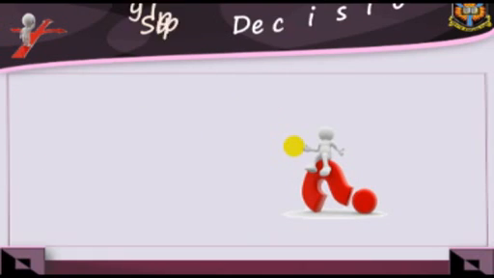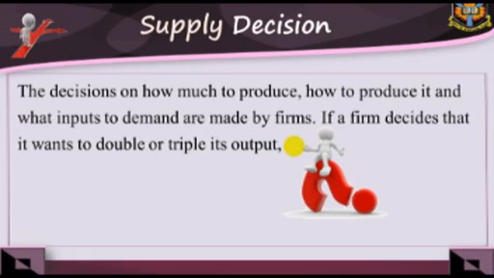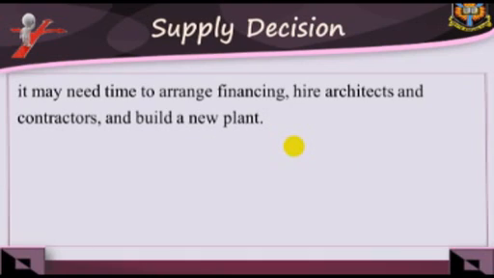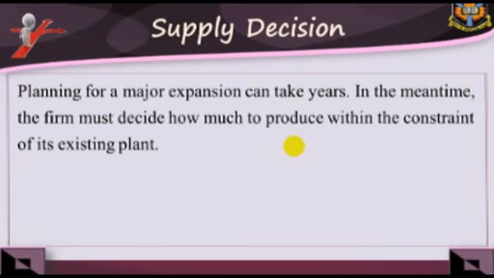Supply decision. The decisions on how much to produce, how to produce it, and what inputs to demand are made by firms. If a firm decides that it wants to double or triple its output, it may need time to arrange financing, hire architects and contractors, and build a new plant. Planning for a major expansion can take years. In the meantime, the firm must decide how much to produce within the constraint of its existing plant.